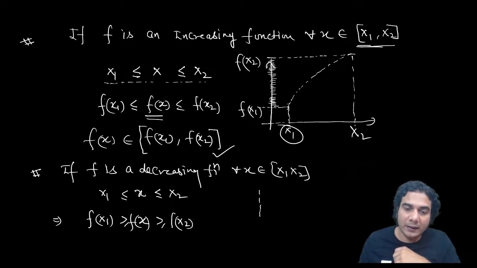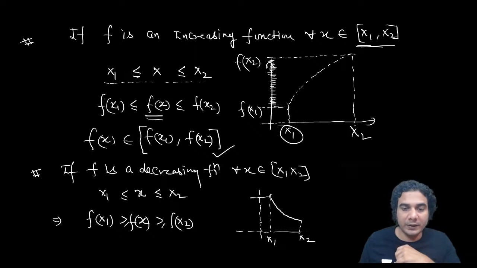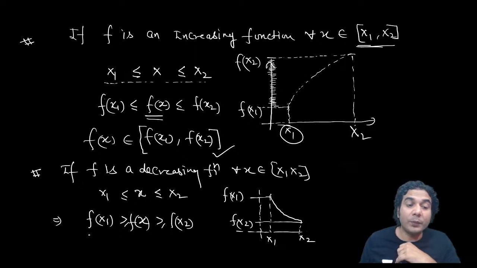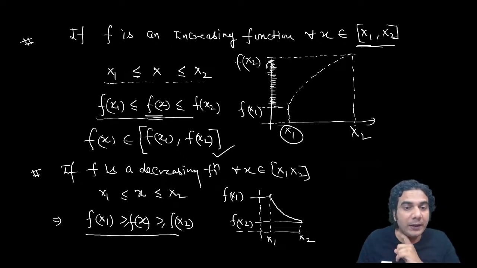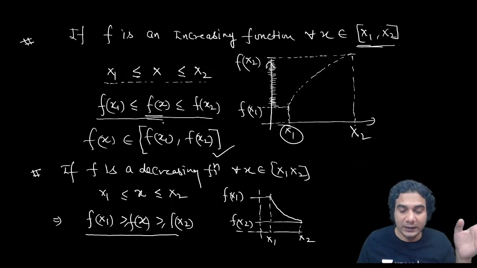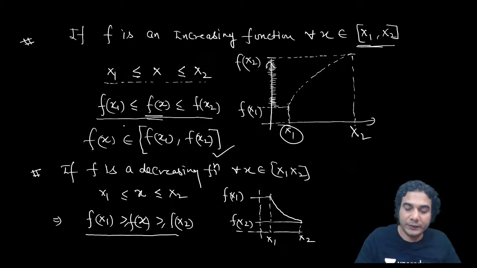Because in this case, the graph will be decreasing. So you'll get the minimum value for the maximum x, which is x2, and the maximum value at x1. So the range will be f of x2 to f of x1. I hope you have got it. Whenever you are putting a decreasing function in an inequality, the inequality will reverse. Whenever you are putting an increasing function, the inequality will not reverse. So these are very, very important concepts to use to find the range.